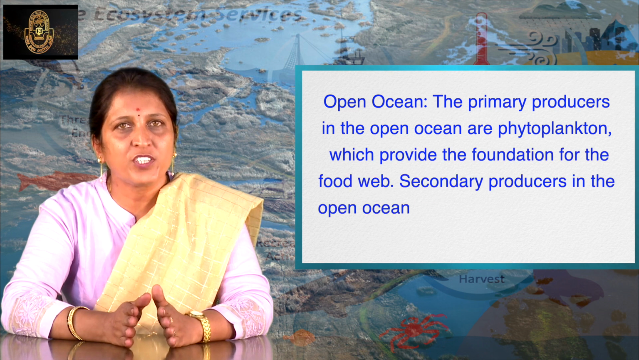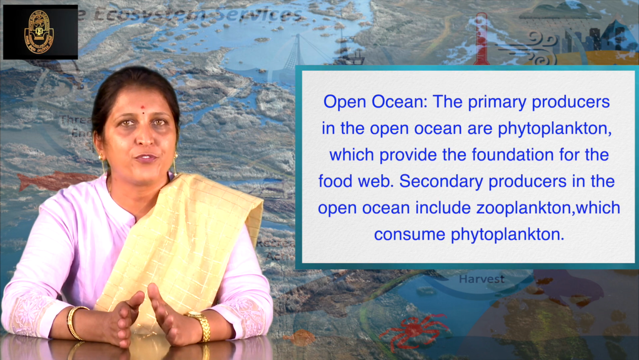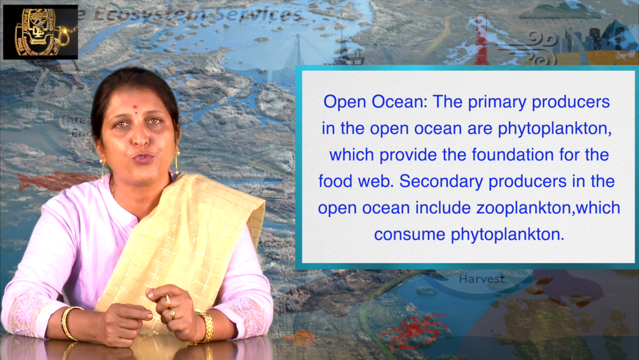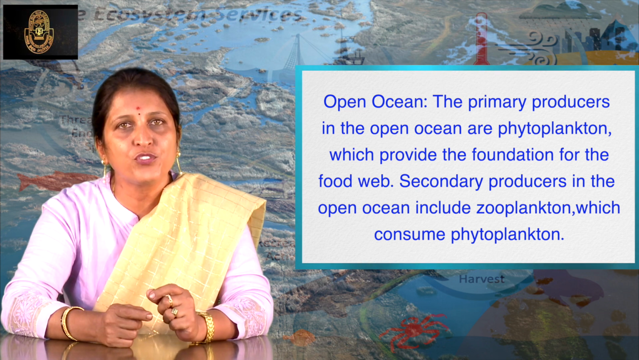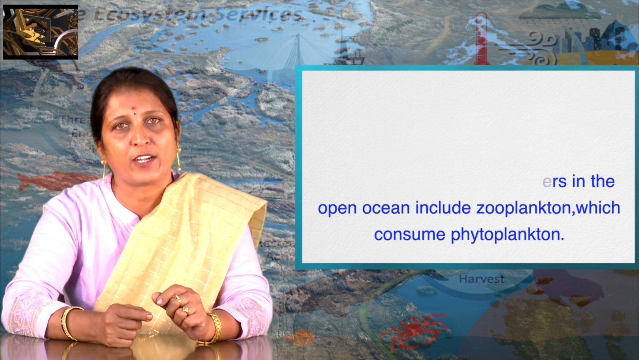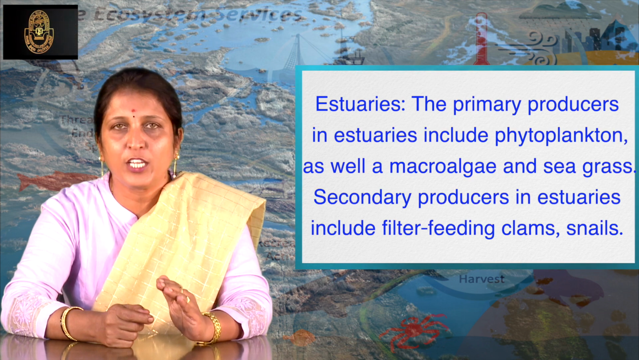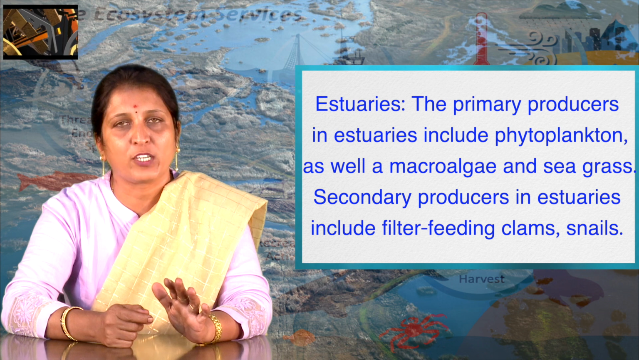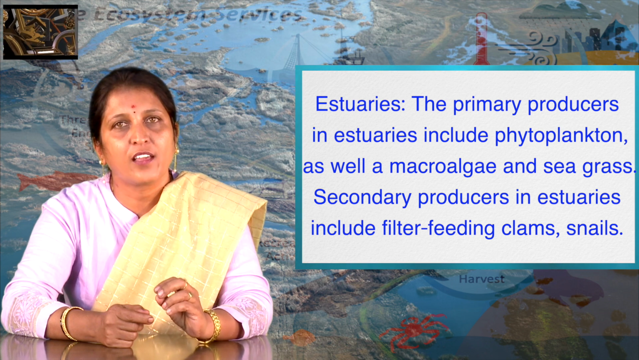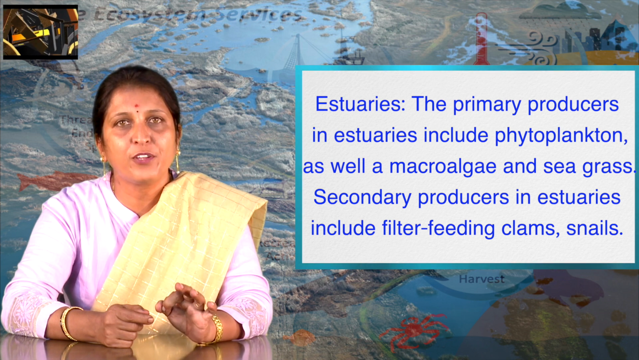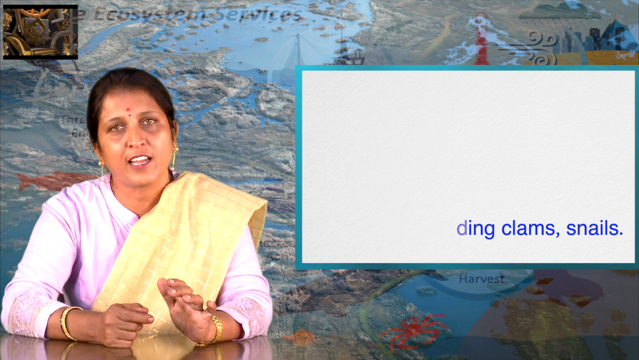The primary producers in the open ocean ecosystem are phytoplankton, which provide the foundation for the food web, and secondary producers in the open ocean include zooplankton, which consume phytoplankton. The primary producers in the estuary ecosystem include phytoplankton as well as microalgae and seagrass, and secondary producers in estuaries include filter feeding clams and snails.